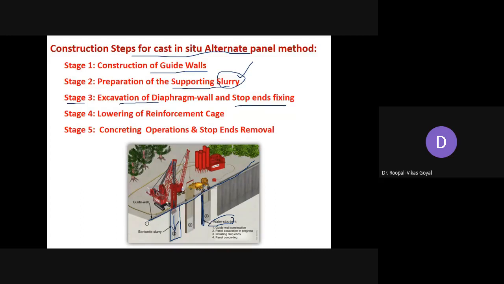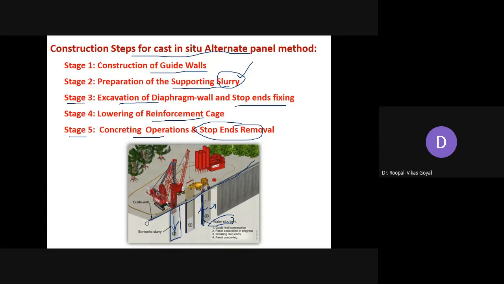So after excavation, you have to ensure that the bentonite slurry does not go beyond this. So at the end, you have to provide such kind of water stop joints. That is called the stop end fixing. After that, the next process: the reinforcement cage you have to lower into that excavated part. And once the reinforcement cage चला गया, आपको concreting operation करना है. With the tremie concreting method, you have to do the concreting work and stop end removal.